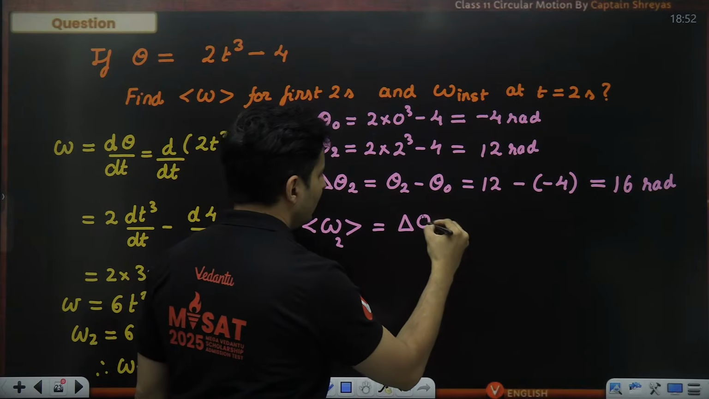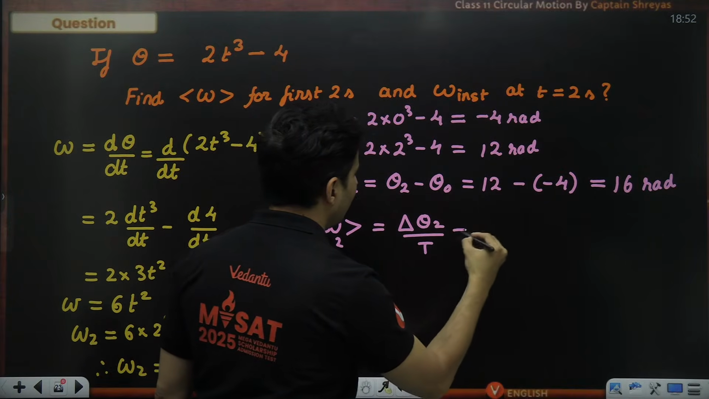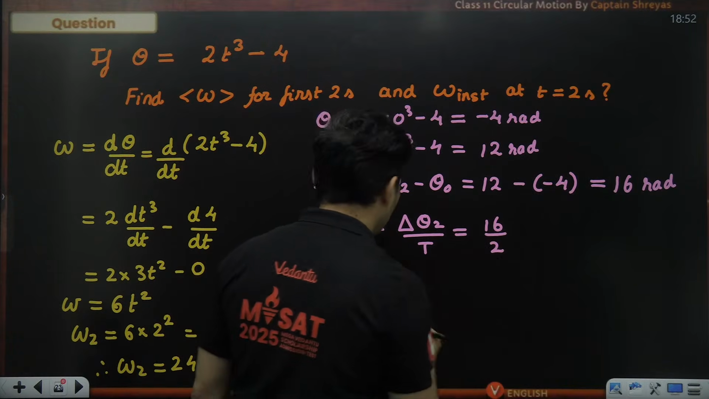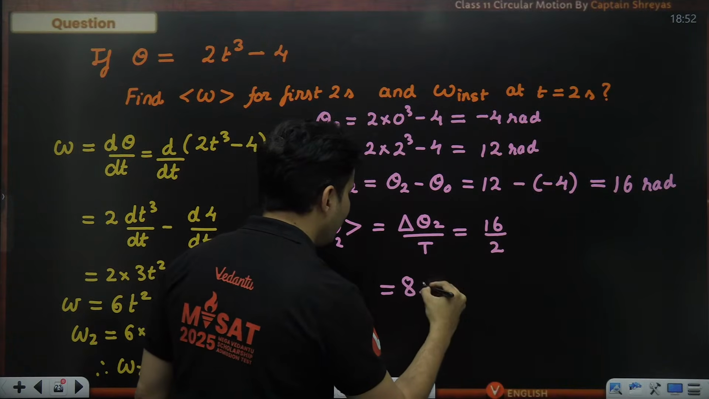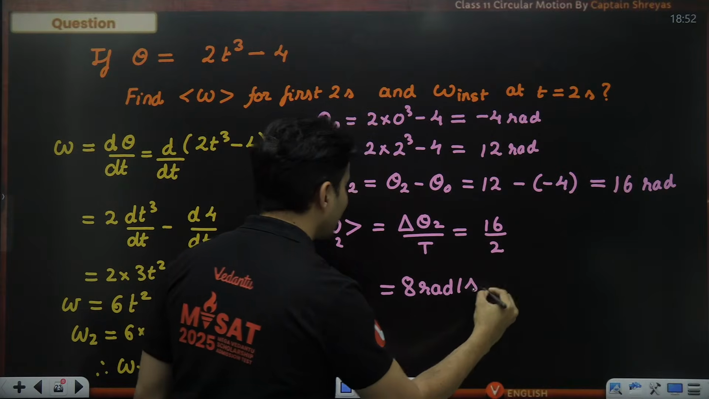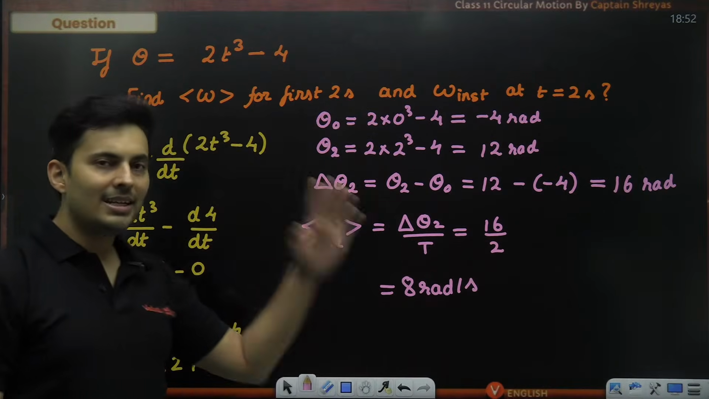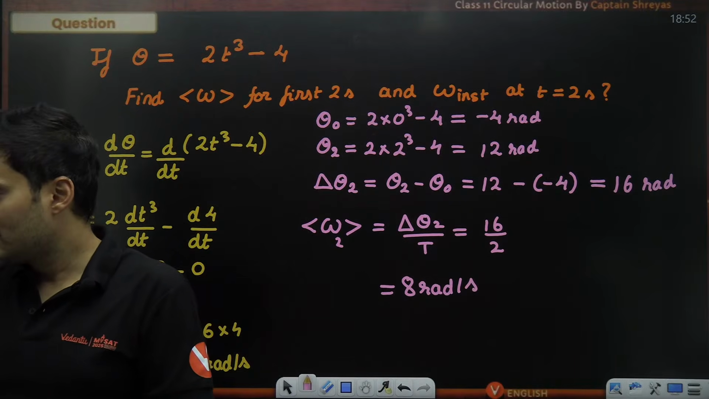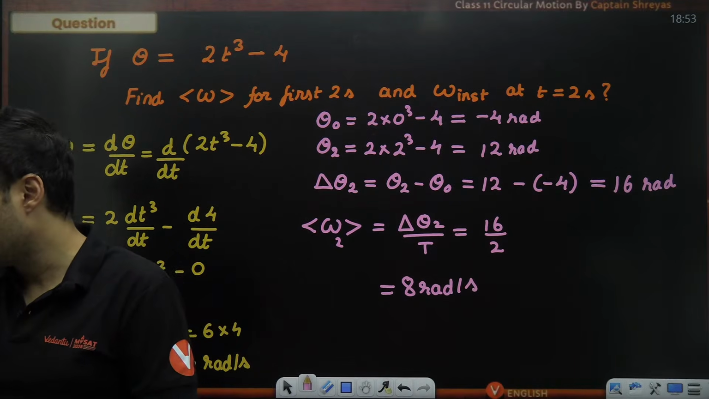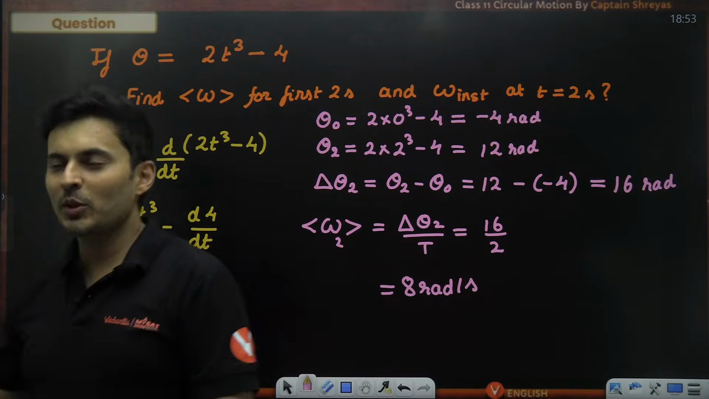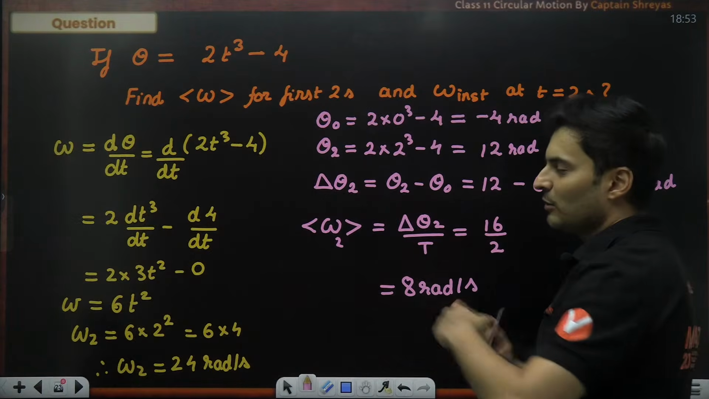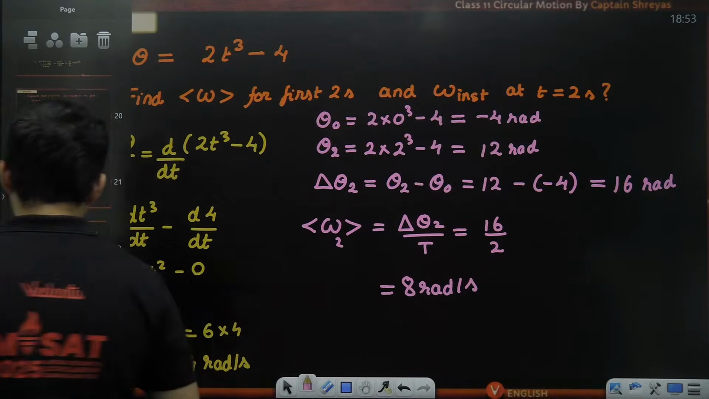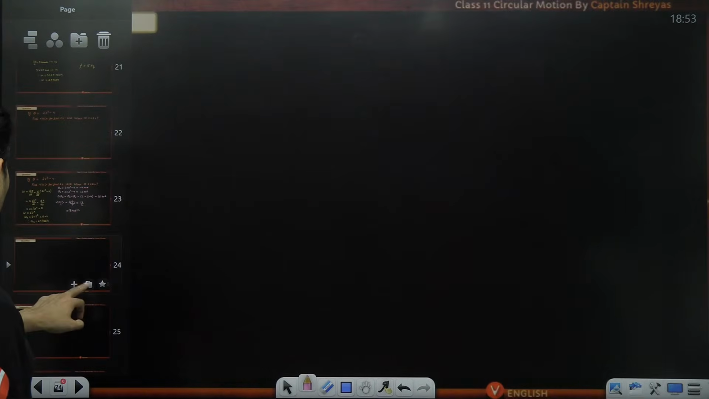So now we can find the average angular velocity in that 2 seconds, which will be the displacement upon the time interval. The displacement is 16, time interval is 2, hence the answer will be 8 radian per second. That is the answer. Very easily we got it. Average is 16 by 2, which is 8, not 6. So both the answers are different. The methods are also different. So we'll have to use our brains to solve these kind of questions. Okay, so let's go to the next question, guys, coming up on your screen.